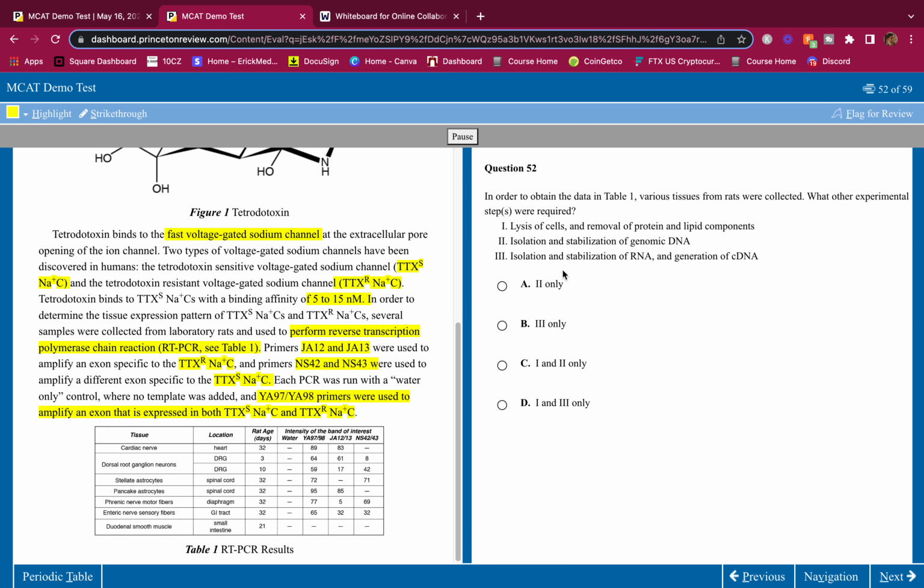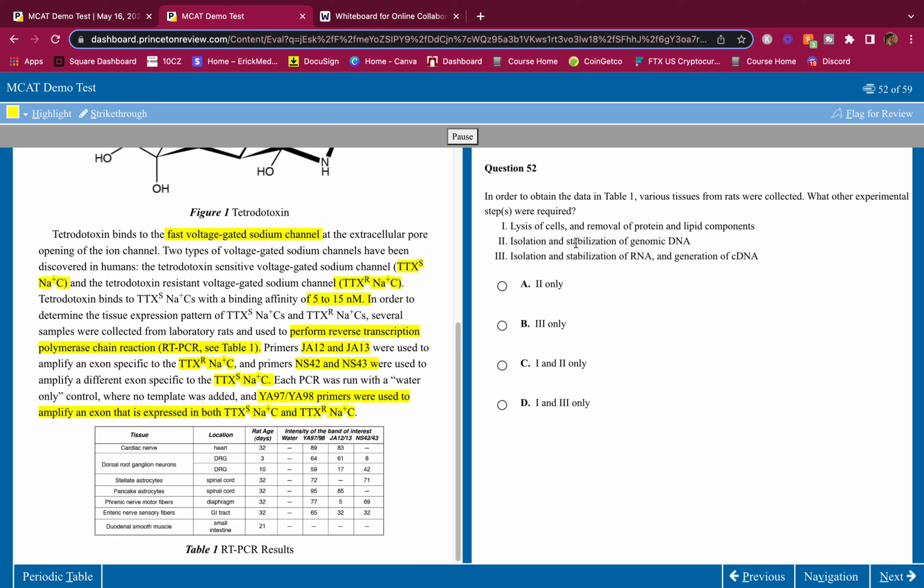In order to obtain the data in table one, various tissues from rats were collected. What other experimental step was required? Okay, so they ran a reverse PCR. What steps are required to get your RNA for reverse PCR? Lysis of cells and removal of protein and lipid components. Yes, you need to lyse that cell no matter what. Okay, so one is correct.